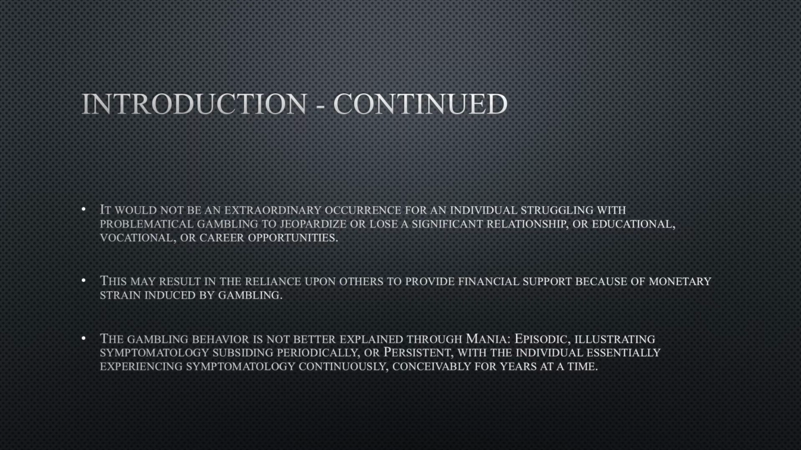So, in addition to perhaps a financial management course that's being needed, rehabilitation as far as the gambling related disorder, potentially even couples counseling, there's a lot that's taking place here because of problematical gambling, not only impacting the life of the problematical gambler, but also their significant other. Now we're talking about perhaps even children and other loved ones who are depending upon the mortgage to be paid punctually or earlier if need be. This may result in the reliance upon others to provide financial support because of monetary strain induced by gambling.